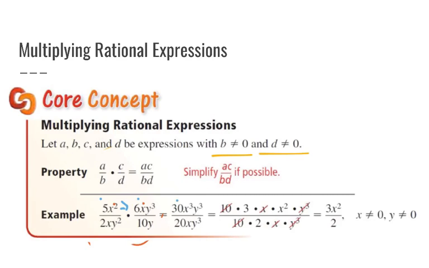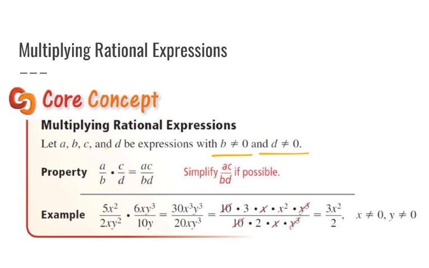The x squared times the x gives me x cubed. And then the y cubed has nothing to multiply with, so that's why I still have the y cubed. Okay, and in the bottom, the 2 and the 10, that's why I got 20. And then the x didn't have anything to multiply with, so it's still x. And then y squared times y is y cubed. Okay, now lots of things are canceling here.